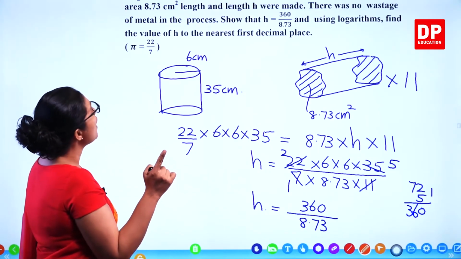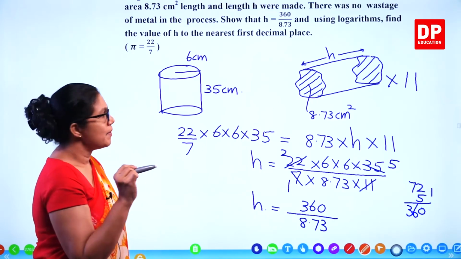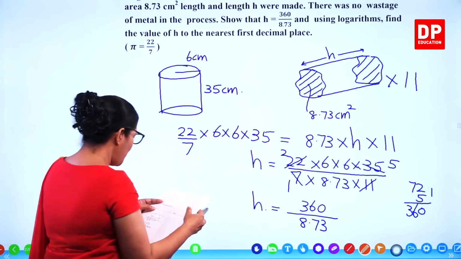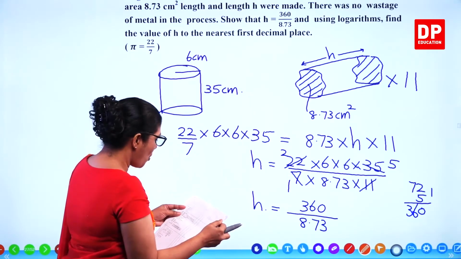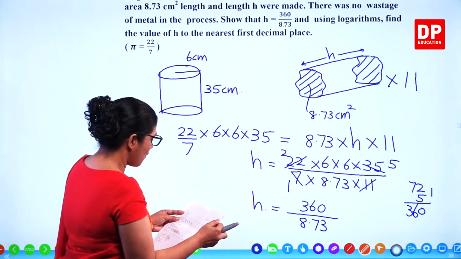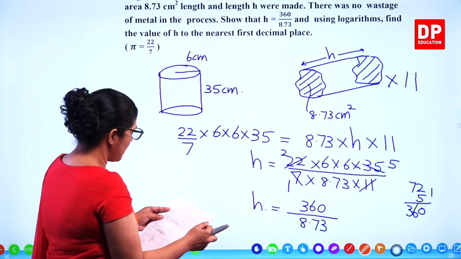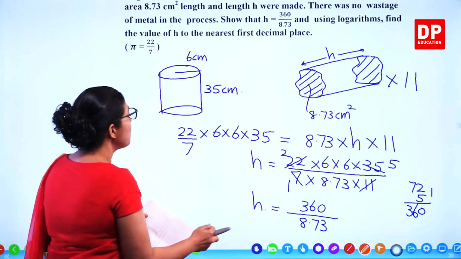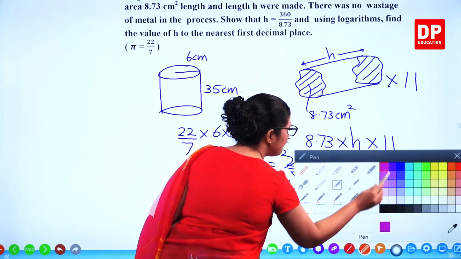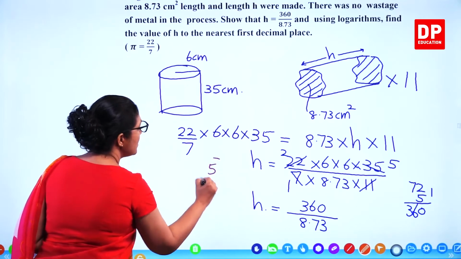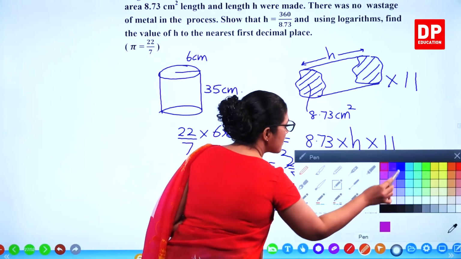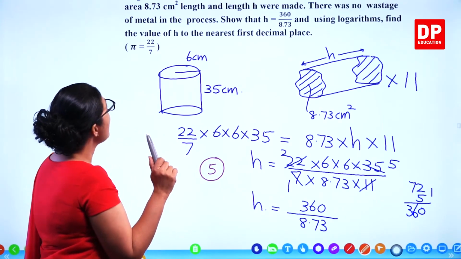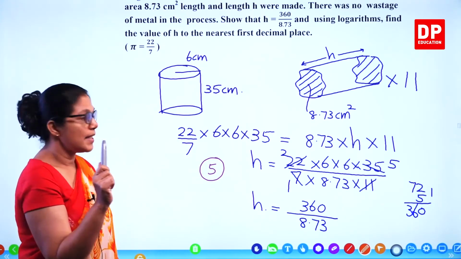Then we have to find out the value using the logarithmic table. So what is the value here? Now we'll give marks for this step. So you are getting 5 marks for showing h equals 360 over 8.73. 5 marks for this step. Now we'll take the next step. You have to use the logarithmic table and find out the value of h to the nearest first decimal place.